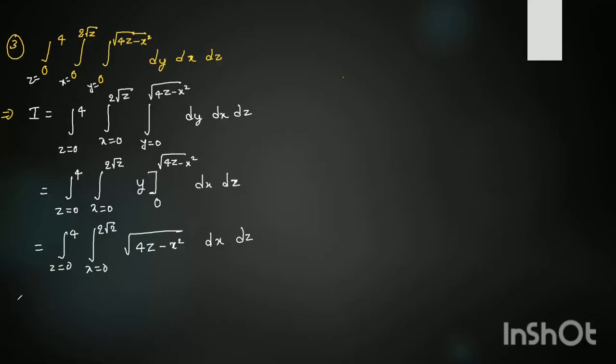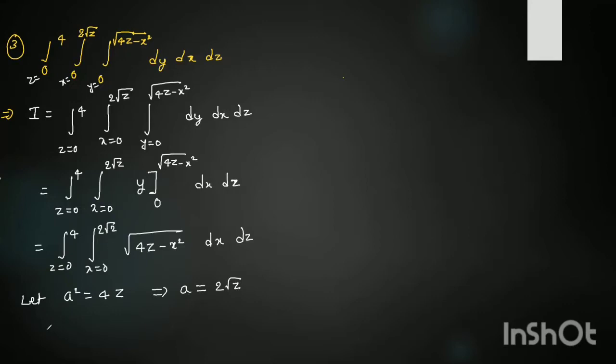Now how do you solve this? Yesterday I had given one formula: the integration of root of a square minus x square. But what is a square here? It is 4z. So if you take a square as 4z, your a is equal to 2 root z. Am I clear to everybody? If we take this as a square, then a will be 2 root z.